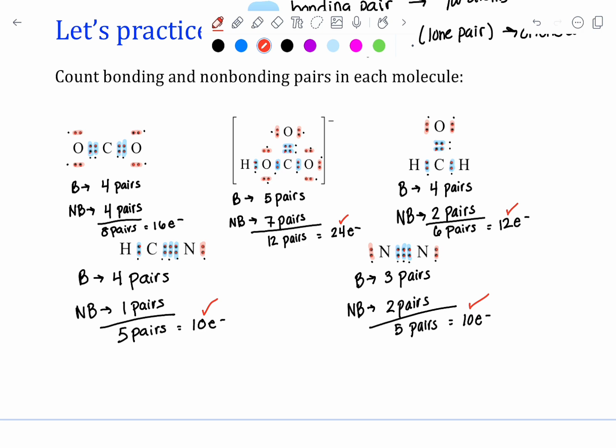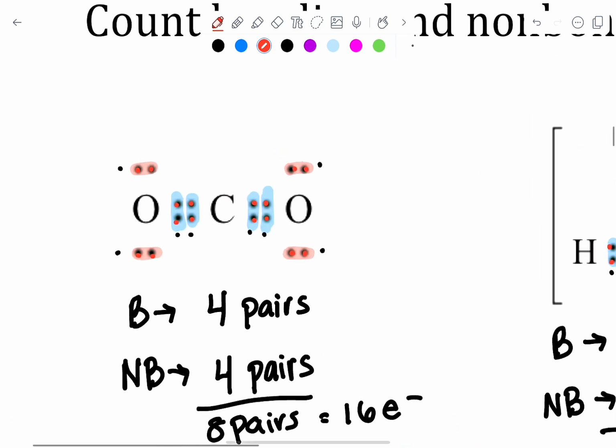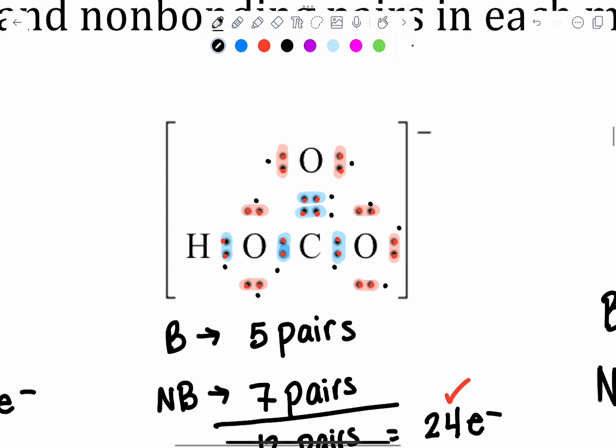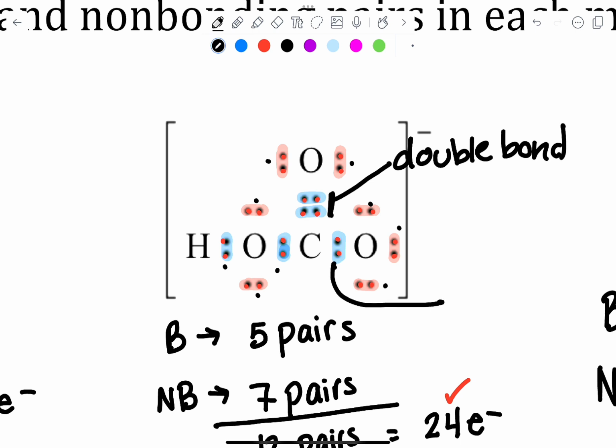In many of these, we saw our multiple bonds. So here we have some double bonds. Okay, we even had a double bond here. Here's another double bond. We also had some single bonds. We have multiples of those in that molecule.